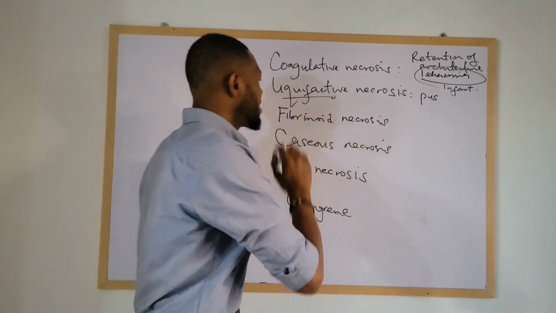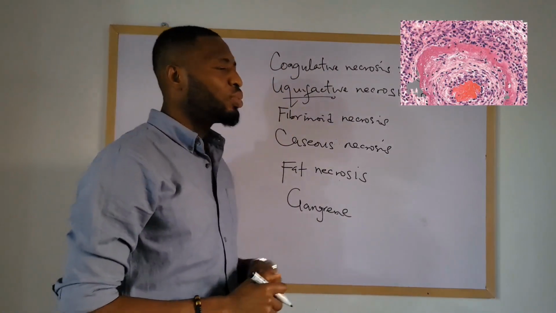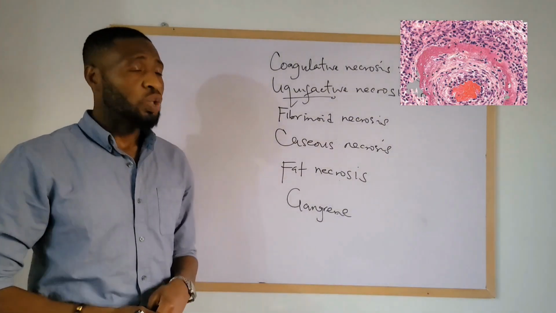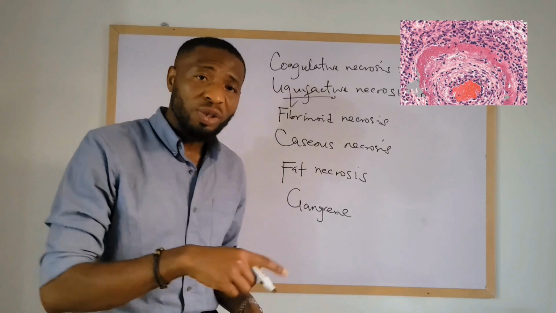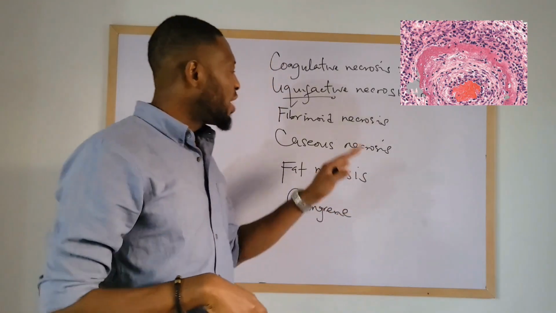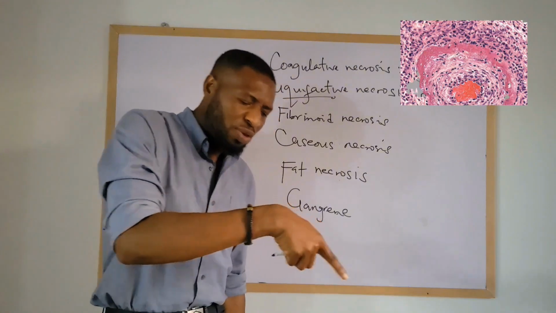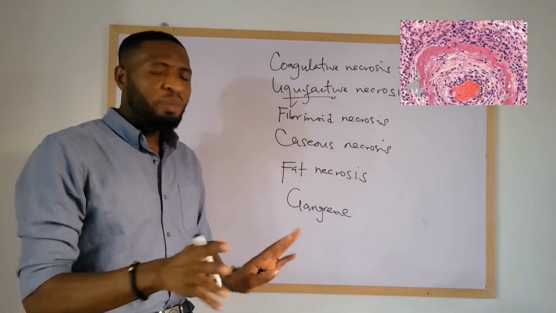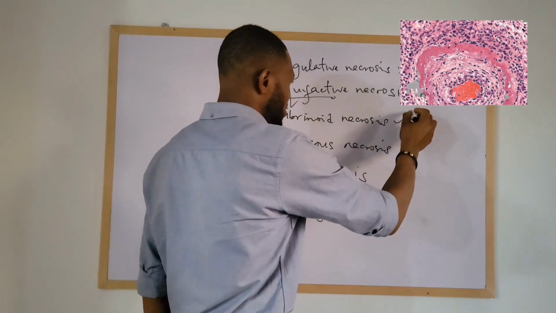Okay, so liquefactive necrosis. Fibrinoid necrosis usually happens in blood vessels as a result of immune reaction, usually where there are depositions of antigen-antibody complex in the walls of blood vessels. We see fibrinoid necrosis, and it is deeply eosinophilic. So it's a deeply eosinophilic necrotic area around blood vessels with some inflammatory infiltration. That is what fibrinoid necrosis is.